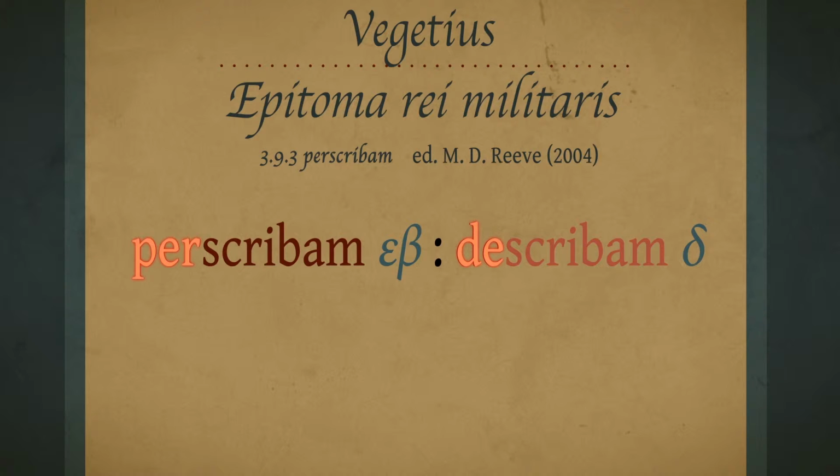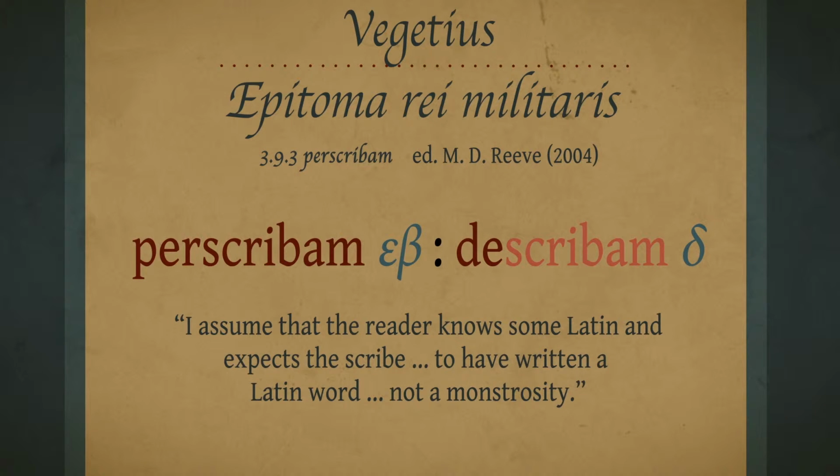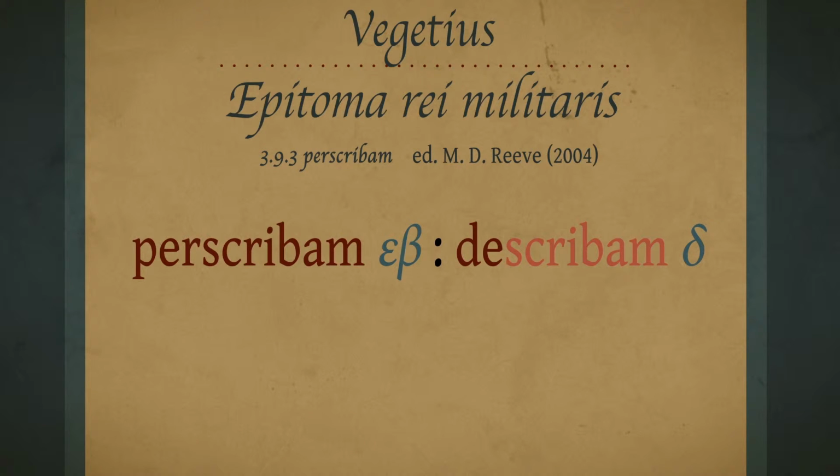The underlying policy is stated in general terms in the preface. I assume that the reader knows some Latin and expects the scribe to have written a Latin word, not a monstrosity. Der scribam would count as a monstrosity. Fonts, too, are part of the apparatus code. Roman font, red on the screen, is used for words belonging to the text. Italic font, blue on the screen, is used for words or symbols contributed by the editor.